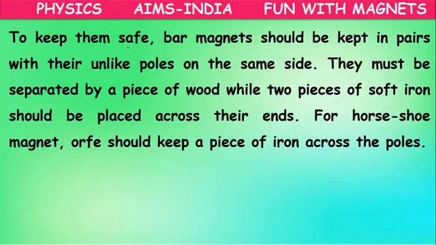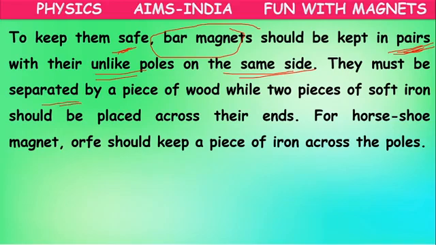So here, to keep them safe, the bar magnets should be kept in pairs with their unlike poles on the same side. Unlike poles on the same side, that is one thing, and they must be separated by a piece of wood, while two pieces of soft iron should be placed across their ends. Okay.